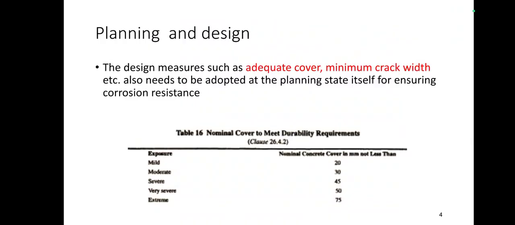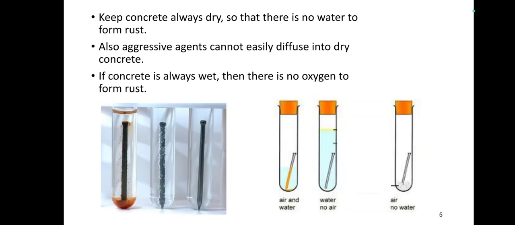Normally, for a slab we provide a minimum cover of 15 mm, for a beam 25 mm, for a column 40 mm, and for a foundation 70 mm. These are standard values. Along with that, our IS code also recommends some cover depths for the exposure conditions. And there is another important concept you should know.